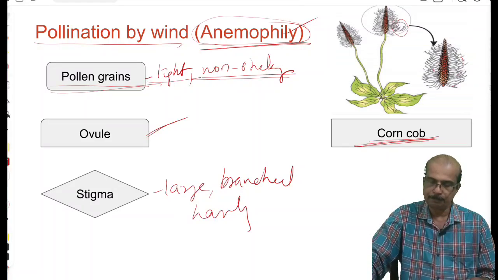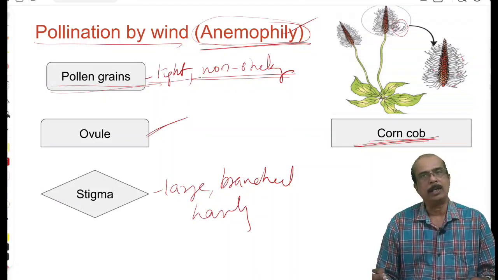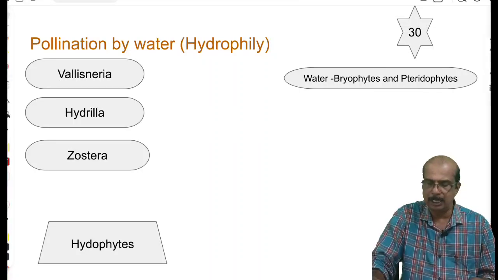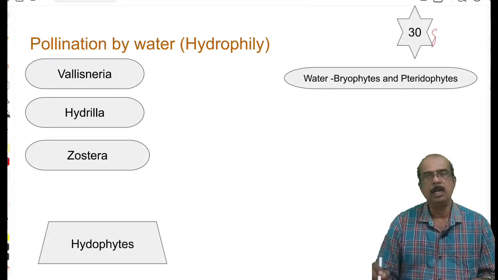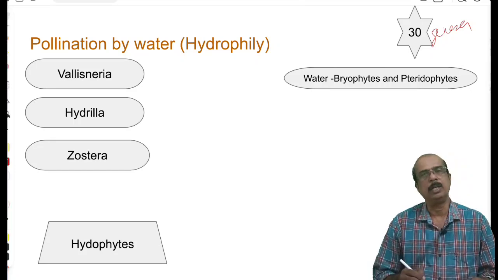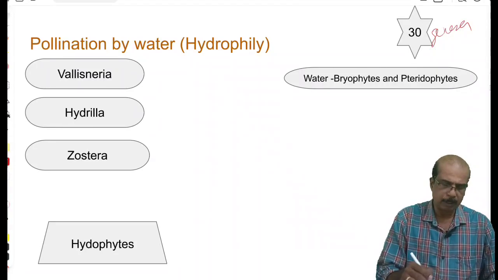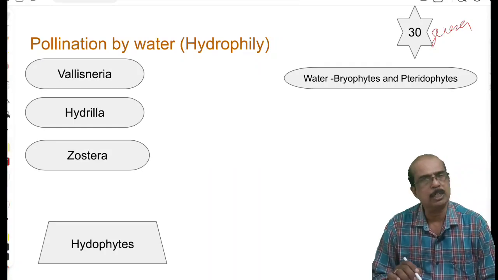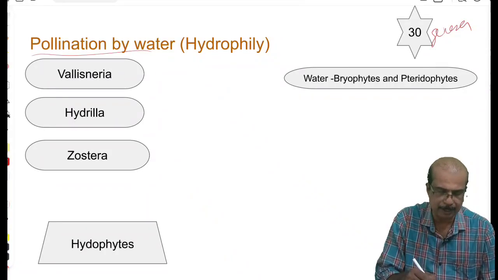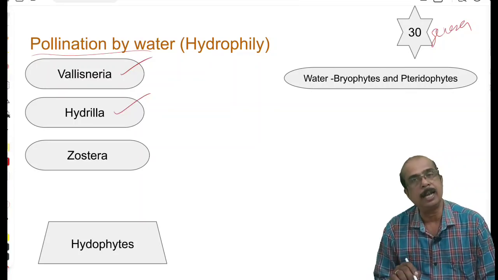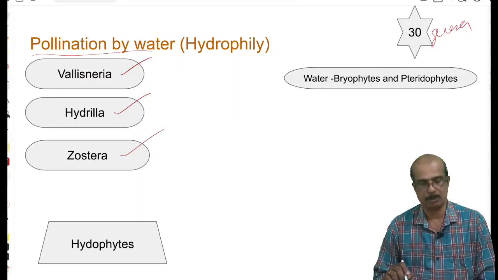Then about pollination by water. It is a very rare occurrence. About 30 genera undergo hydrophily, rare occurrence. Examples for hydrophilous plants are some hydrophytes like Vallisneria, Hydrilla, sea grasses or Zostera.